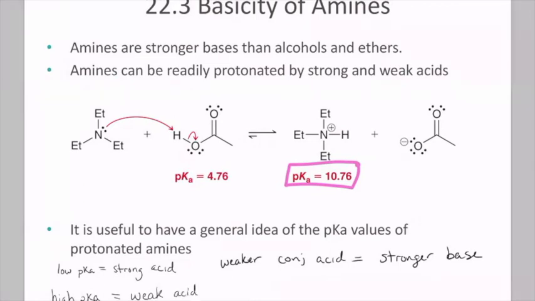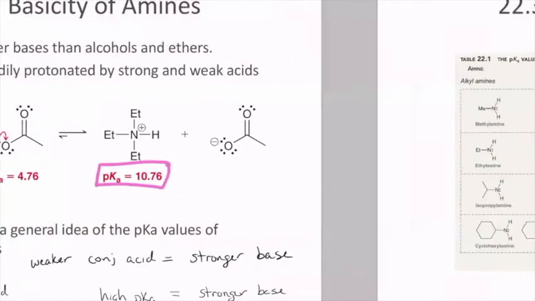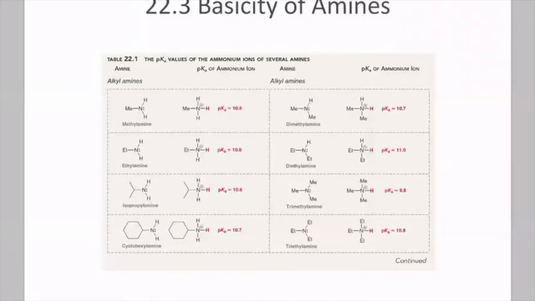And so if the weaker conjugate acid means that I have a stronger base, that means that a high pKa of that conjugate acid would lead to a stronger base. Okay, so high pKa of a conjugate acid means a stronger base. Okay, so let's take a look at a few regular old alkylamines here and compare their basicity.